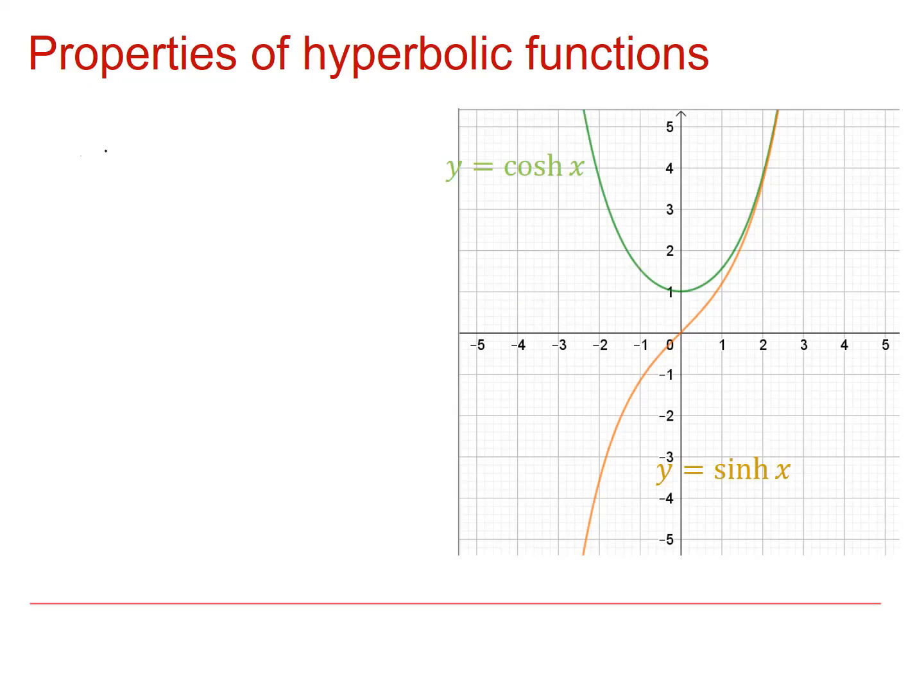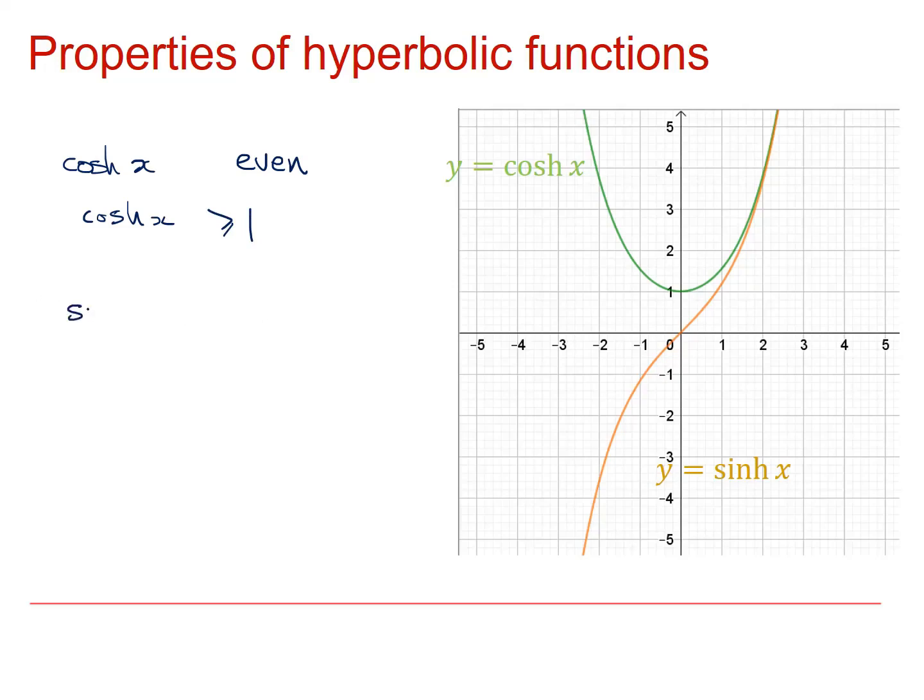Well, the first thing to notice is that cosh x is an even function. It's symmetrical about the y-axis. The value of cosh x for a negative value of x is the same as for the same positive value of x. And the other thing to notice is that cosh x is always greater than or equal to 1.